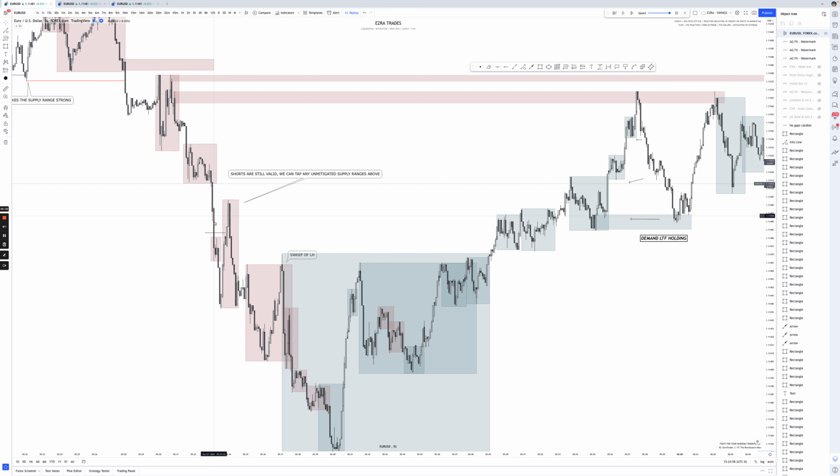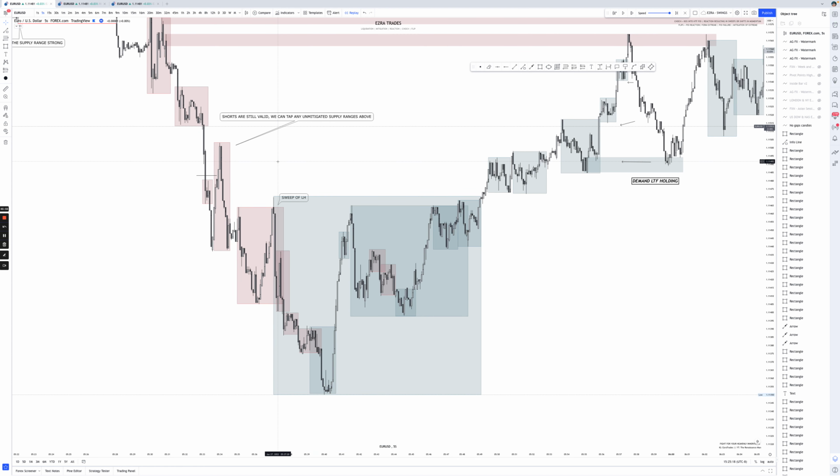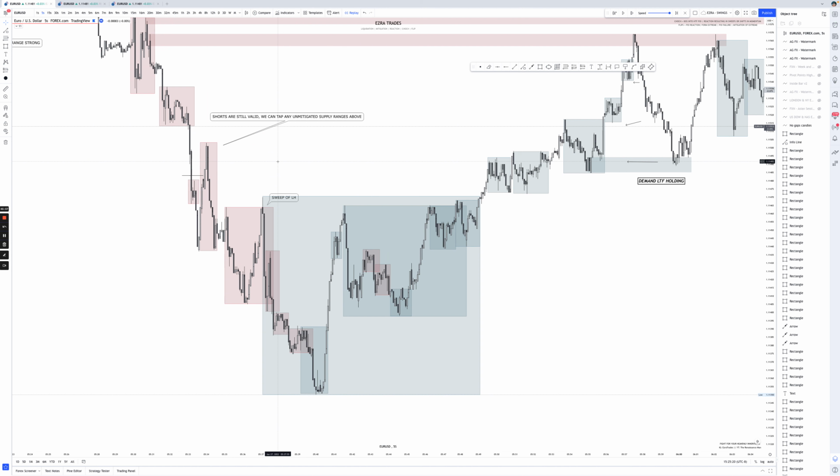So price came in to mitigate that zone, right? But shorts are still valid because we can still tap any unmitigated supply ranges above without breaking structure. So price can come into this zone or to this zone, right? And we're still valid. We're still short, right? The whole idea here is we're taking entries at unmitigated ranges so long as we are continuing to the downside, right? So in this case, what do we have?